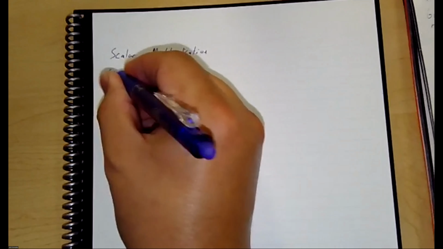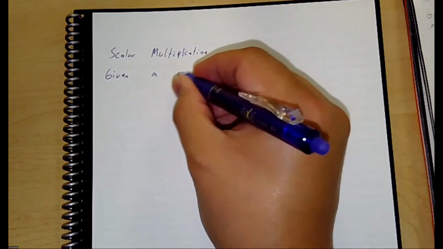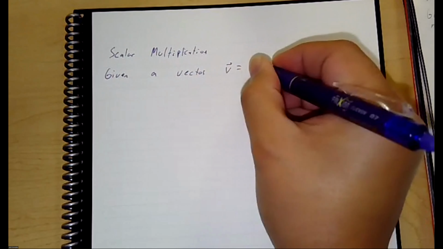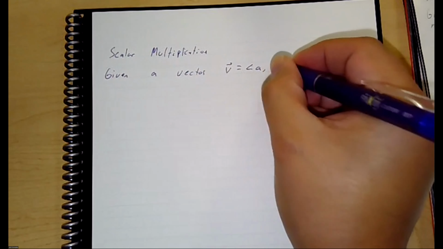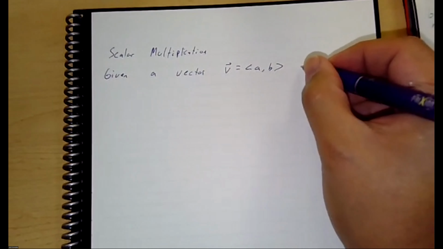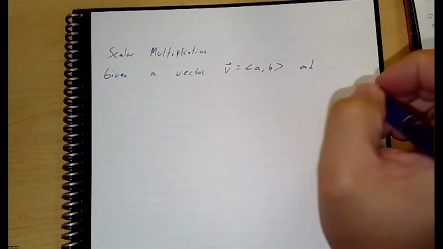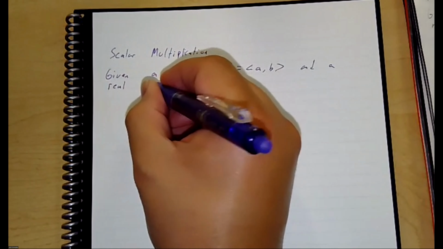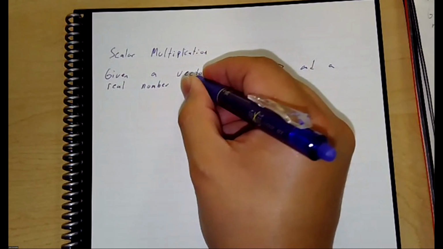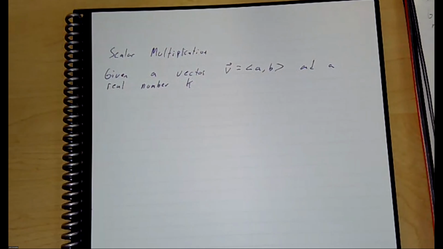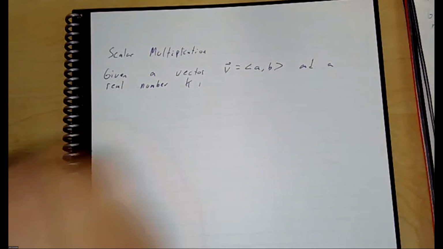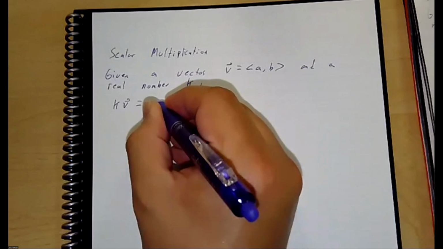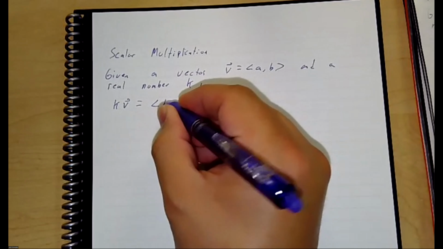So given a vector v equal to a comma b and a real number k, the following will be true. So k times your vector would be equal to each component times k.